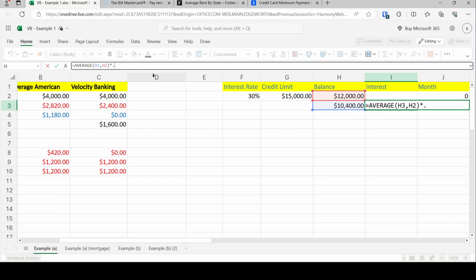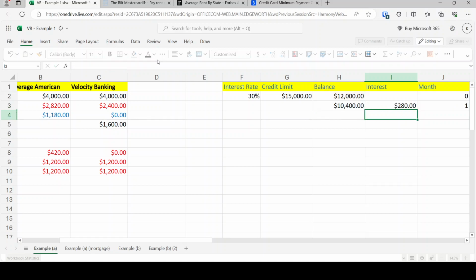And then what we're going to do is type in the interest rate. So that's 0.3, 30%. Now here's the last thing. You got to divide by 12, right? Because interest rates are quoted annually, but monthly interest is you divide by 12, and that's an estimate too.